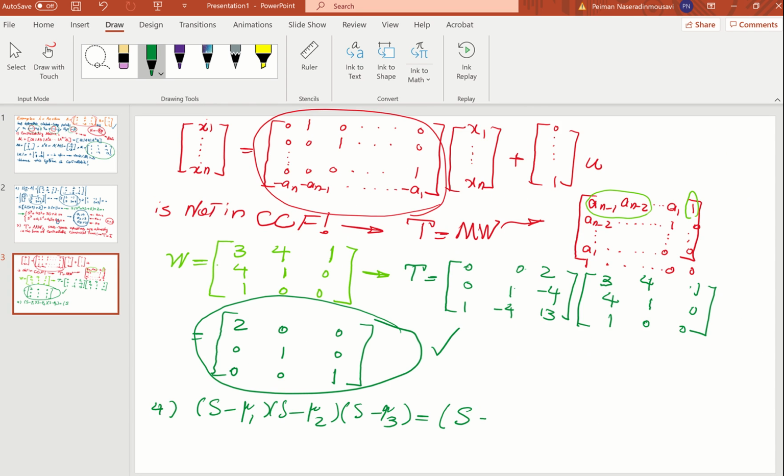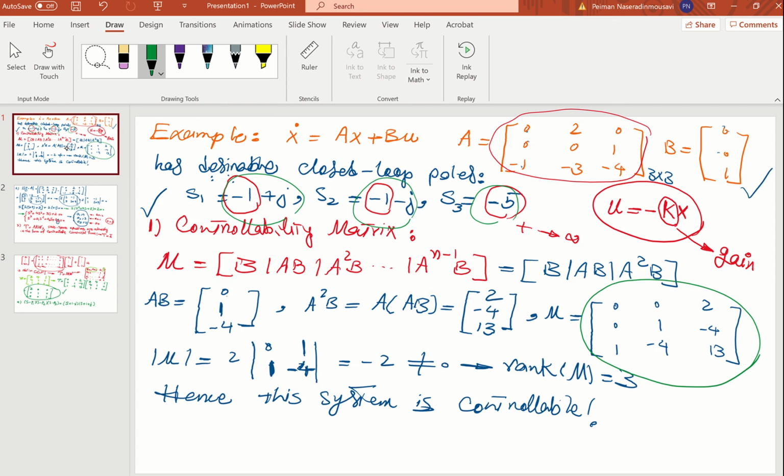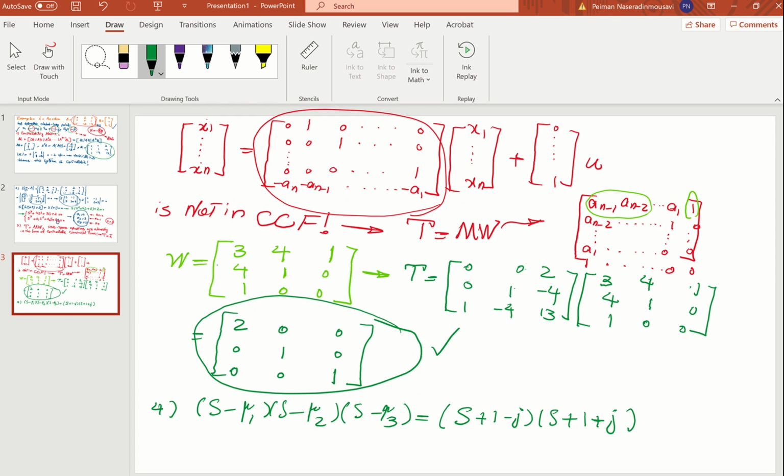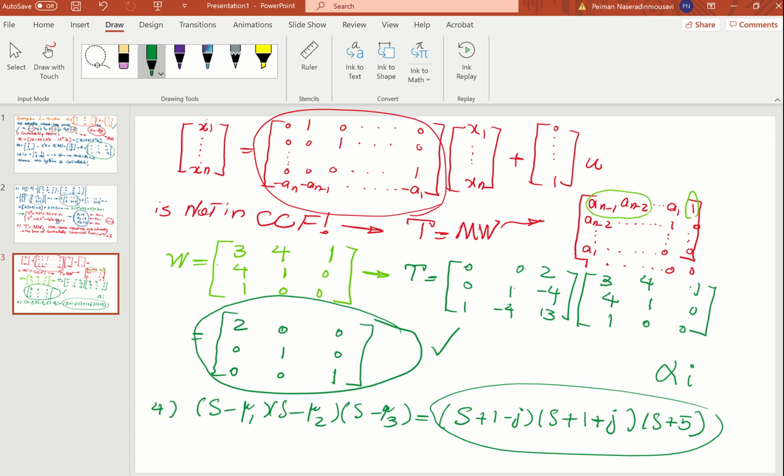You're going to have s plus 1 minus j, and s plus 1 plus j. That's right, because j is changing the sign. And what else? And s plus 5. Because by this polynomial, we're going to generate the alpha i's. Remember from the previous class? So let us do that.